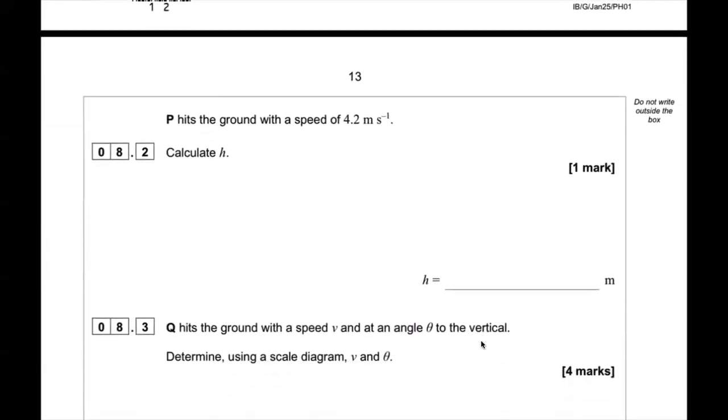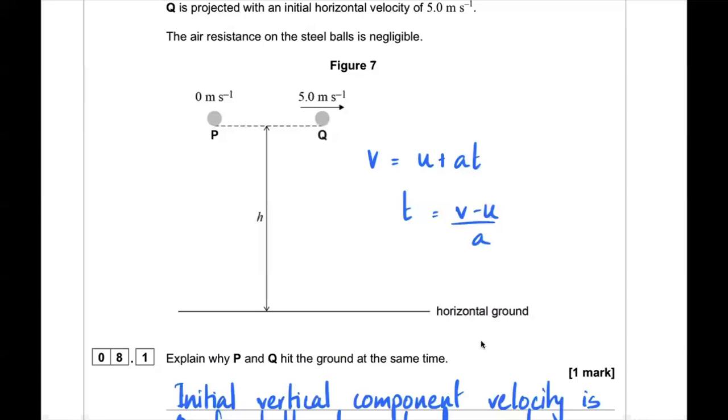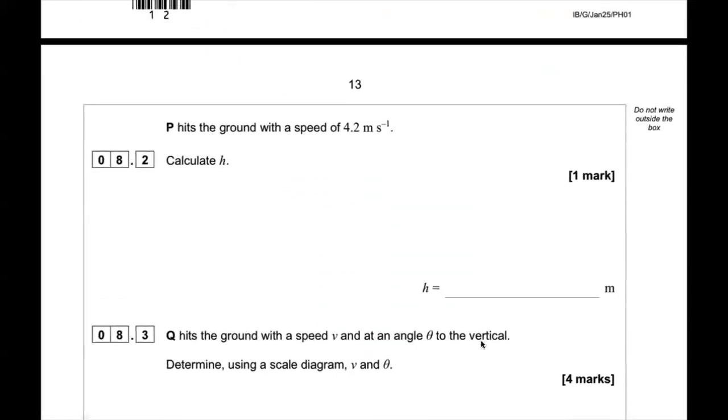Next part, P hits the ground with the speed of 4.2 meters per second. Calculate h. So P is the one which is just released. So I know u is 0, I need to find h, I know acceleration due to gravity. Speed is given. So u is 0, v I know is 4.2, s is basically h, which I want to find out here, and acceleration is 9.81. I know that downwards it's going to strike, so I am using the sign convention that downwards is positive. So acceleration is also 9.81, positive because that's also downwards.